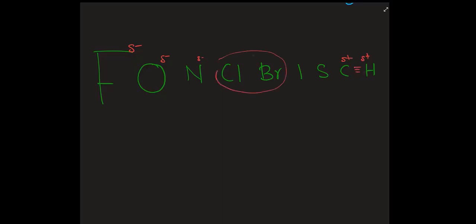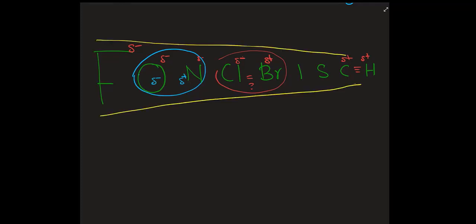If we compare Cl bonded to Br, that means chlorine is going to get delta negative, bromine is going to get delta positive, because it's a battle between the two components of the covalent bond. So the more electronegative one pulls the electrons more towards it. Now, if you think of oxygen and nitrogen bonded, oxygen will get the delta negative and nitrogen will get delta positive. So it's a comparison.